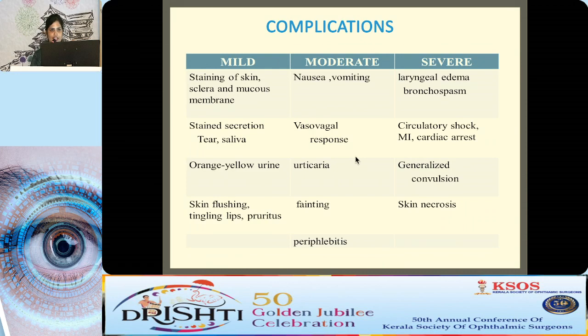Now, what are the complications of FFA? They are categorized into three: mild, moderate, and severe. Mild is staining of skin, sclera, and mucous membrane, stain, tears, saliva, orange-yellow urine, skin flushing. Next is moderate, which includes nausea, vomiting, urticaria, fainting. Next is severe, which includes laryngeal edema, bronchospasm.